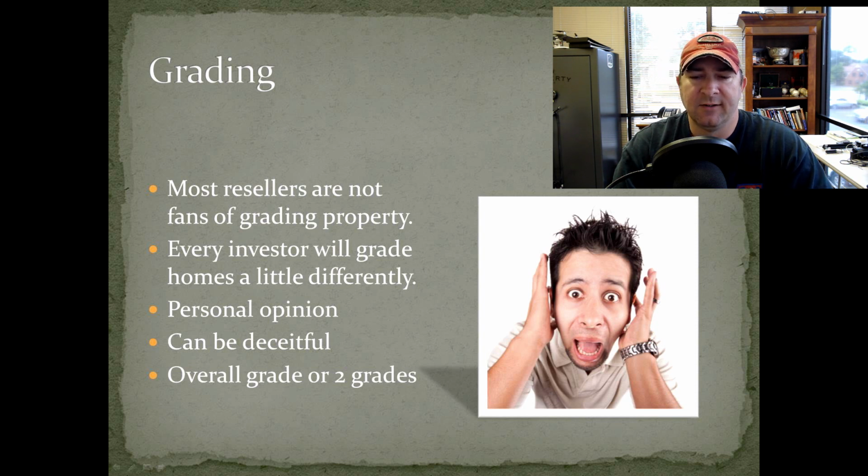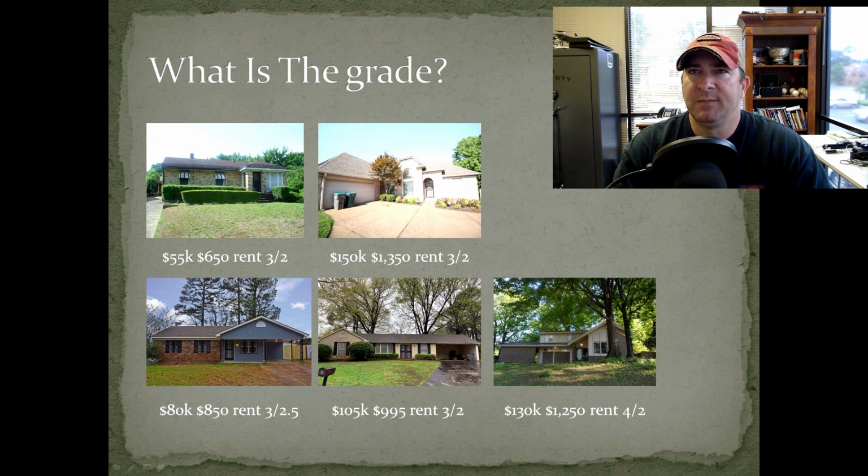And to take the grading system one step further, there really could be 2 grades for a property. What I mean by that is there could be a grade based on the area, neighborhood, and location, but there can also be a grade on the house. I'll get into that in the next slide, because I pulled up a few examples for you to take a look at. All these properties, with the exception of one, are homes that we have sold or are actually in the process of selling.